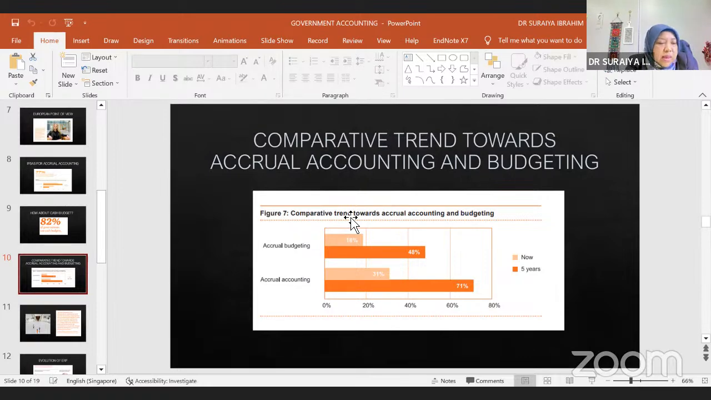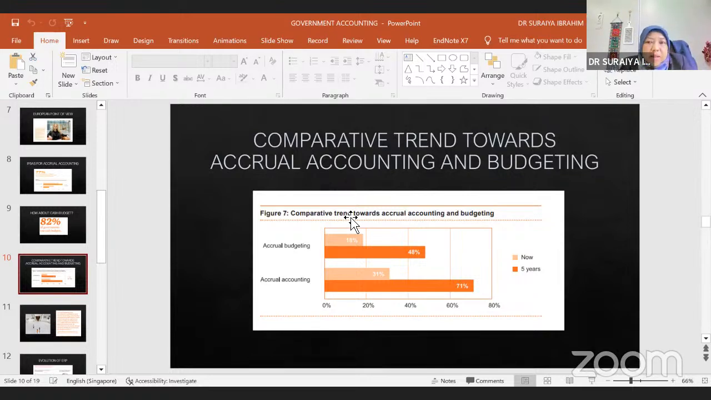And towards that, if we look into this figure 7, they are showing the comparative trend towards accrual accounting here. The number of governments using accrual budgeting and also budgeting practices that are mostly accrual based is expected to increase beyond 2018 into 2023. If you look at the increase from 80% to 48%, it shows that many governments that responded will move to accrual budgeting at the same time as they move to accrual accounting, not using cash accounting anymore.